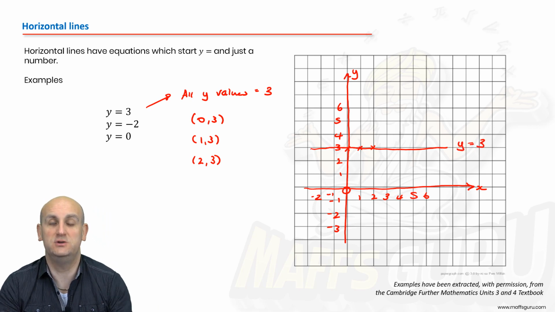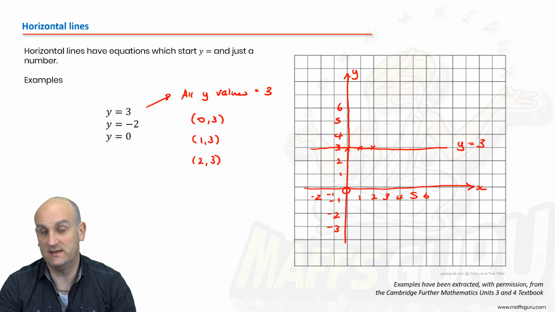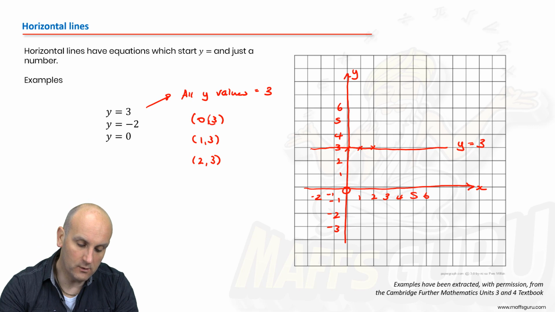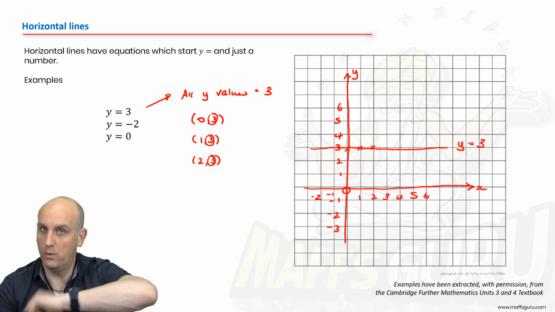Now, I know that's counterintuitive. It seems weird, doesn't it? Because we say that this is the x-axis, and that's the trick of the question. That's where everyone gets tricked. But if we know that the y values are the same for every single coordinate there, then we know that the equation of the line is simply y equals 3.